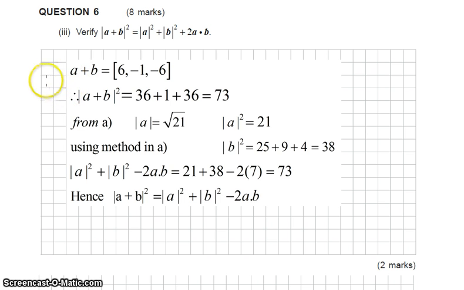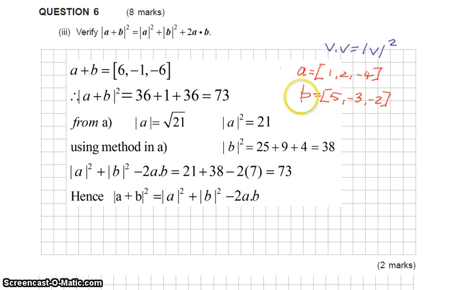We move on to part 3, and here you are asked to verify this statement. To do so, we start with the left hand side, A plus B. To find A plus B, we must know what vectors A and B are, and these are given in the first part of the question. So the sum is equal to 6, -1, -6.